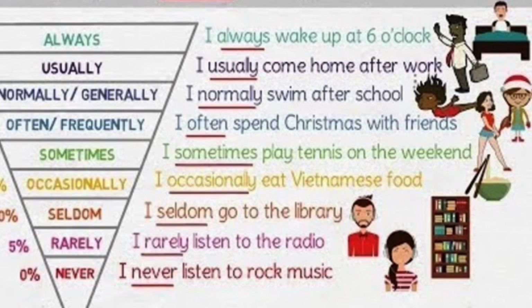Here are some examples. I always wake up at 6 o'clock. I usually come home after work. I normally swim after school. I often spend Christmas with friends. I sometimes play tennis on the weekend. I occasionally eat Vietnamese food. I seldom go to the library. I rarely listen to the radio. I never listen to rock music.